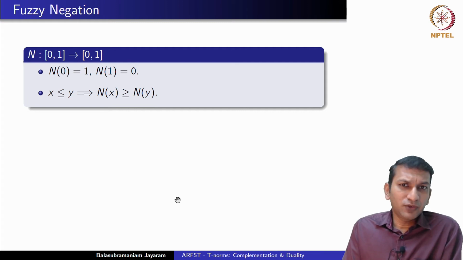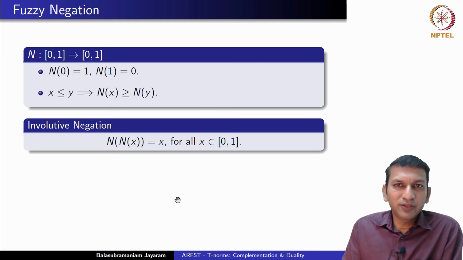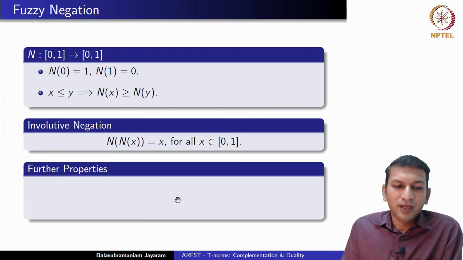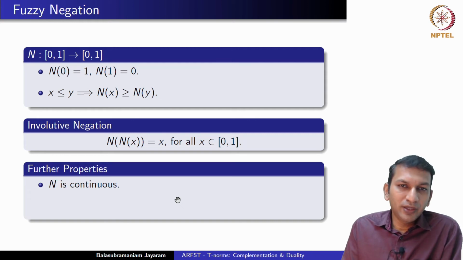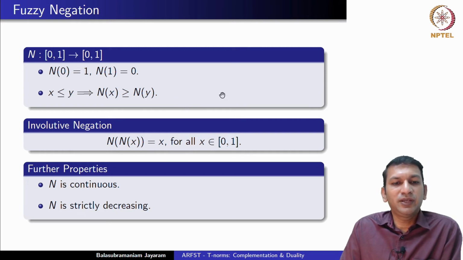Of course, we can ask for other interesting or useful desirable properties, that of involution. We say a negation is involutive, like in the case of classical complementation, if n of n of x is x. And then n composed with itself gives you the identity. We could also ask for a few other interesting properties, that of continuity and of strict decreasingness. That means when x is not equal to y, n of x is not equal to n of y.